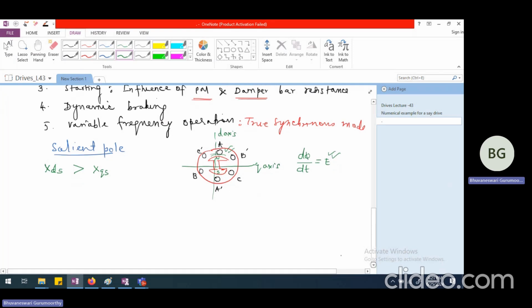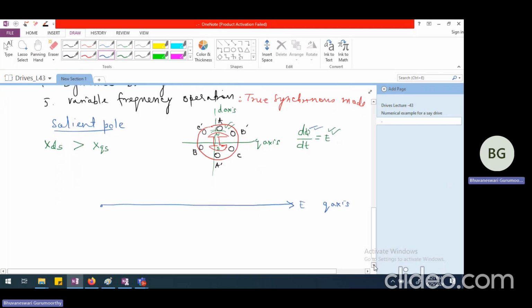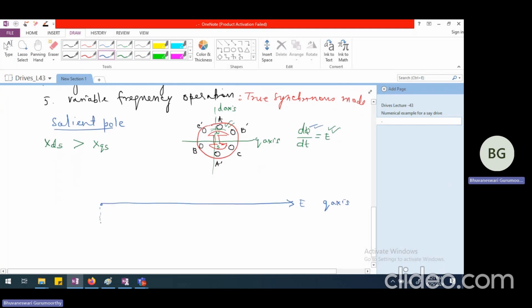So let me first of all draw the voltage E, which is the excitation voltage, like this. If this is E, this happens to be the quadrature axis, since it is perpendicular to the flux. And flux is always along the direct axis. So my direct axis has to be somewhere here. This is the direct axis. So E and direct axis are always at quadrature to each other. That's what I'm trying to get at.